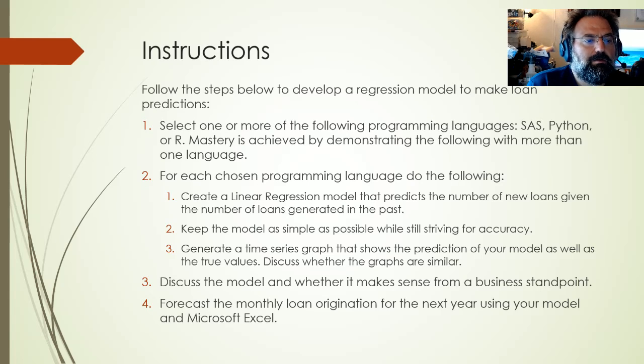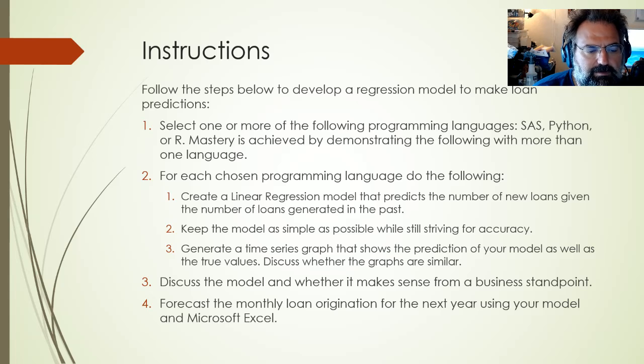So your instructions: select one or more of the following programming languages, SAS, Python, R. Mastery is achieved by doing 2 languages or more. So if you want that 4.0 sort of category, then 2 languages. For each programming language, do the following. Create a linear regression model that predicts the number of new loans given the number of loans generated in the past. Keep the model as simple as possible while striving for accuracy.